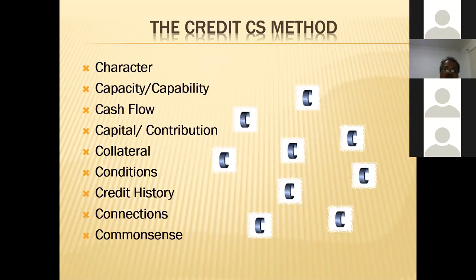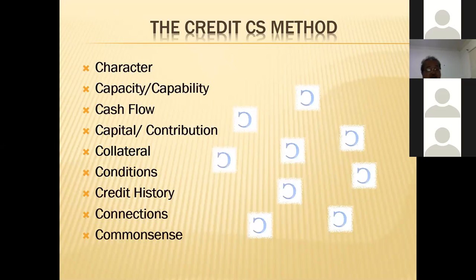So that pretty much covers the credit Cs method. However, under the credit Cs, there are some of these Cs that relate to assessment of the loan application, and there are some that relate to structuring. When I'm talking about structuring, that is like assessing the interest rate, collateral security, that kind of thing.